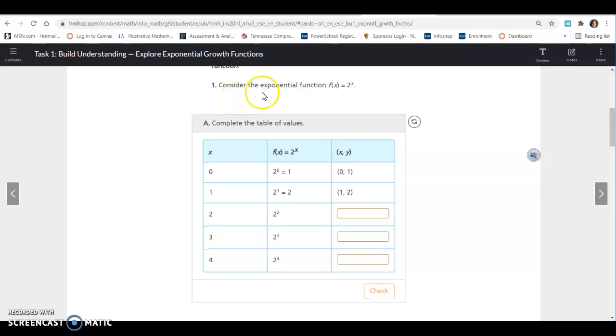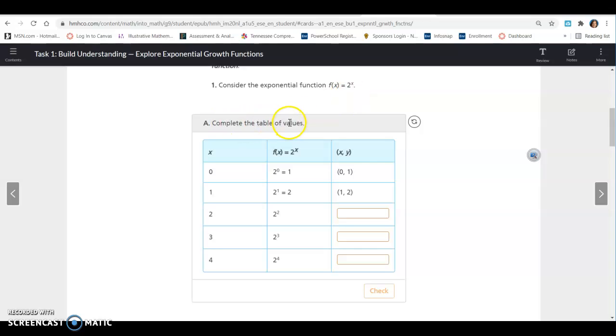All right, so it says consider the exponential function f of x equals 2 to the x power. So this is considered an exponential function because the exponent x is the variable. So your variable is your exponent. Therefore, it's an exponential function.